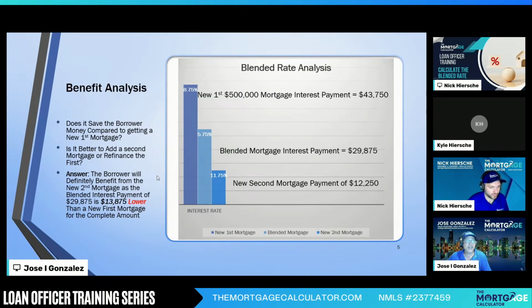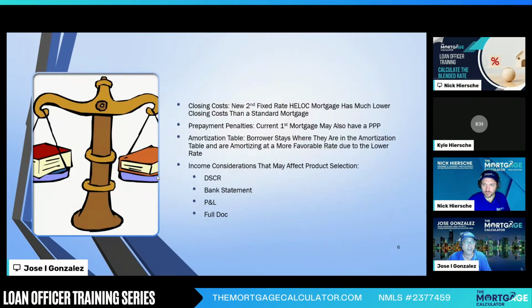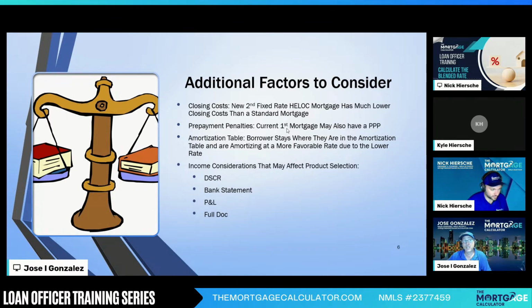And then on top of that, we have lower closing costs. Something else to consider there. Additional factors. The new second, in this case, we're talking about the HELOC, is going to have much lower closing costs just because of the $150,000 loan amount. That's one thing to consider.